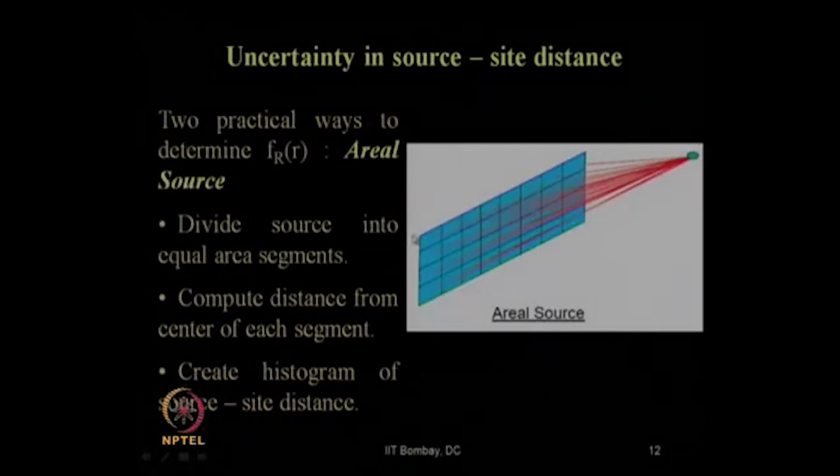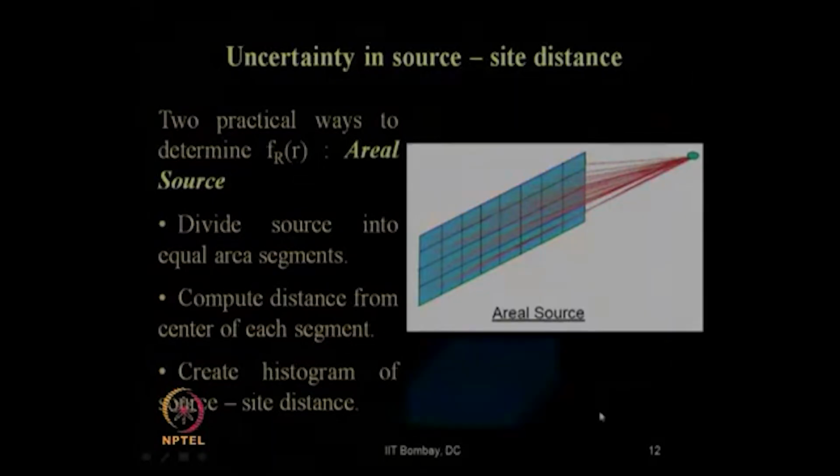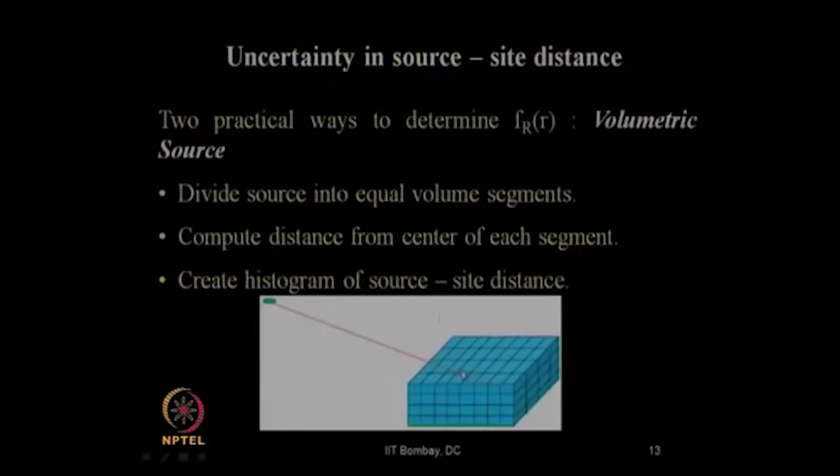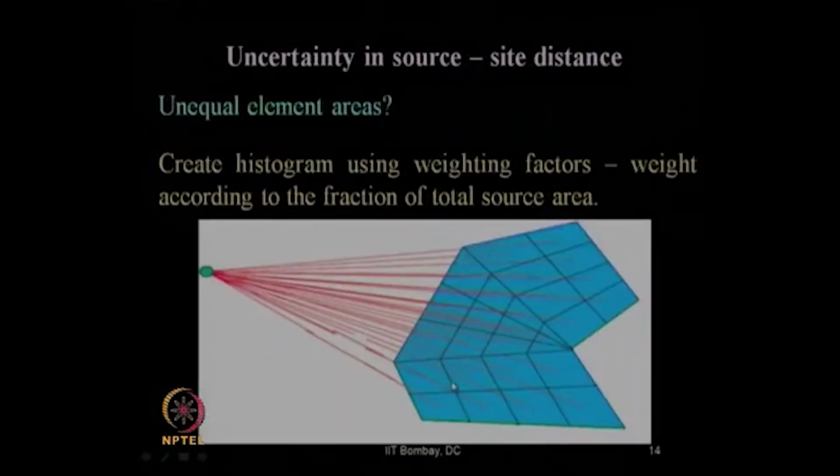For an areal source, we can divide the area into a number of smaller equal areas like this, and we can find out various distances to their centers and plot that histogram. Similarly, for a volumetric source also, we can divide the entire volume source into a number of equal small volumetric segments, and we can find out various distances from the center of each volume to the site and create the histogram of that source to site distance.